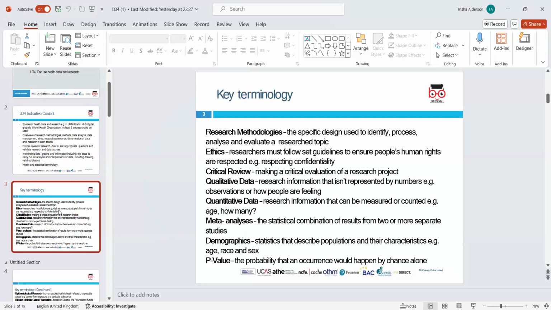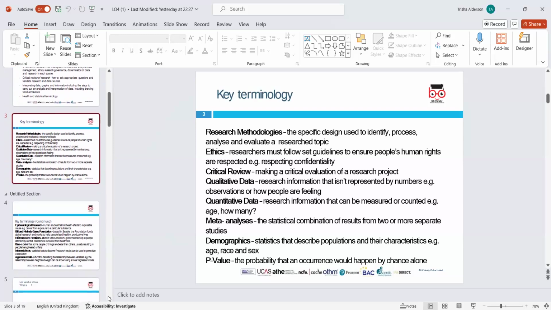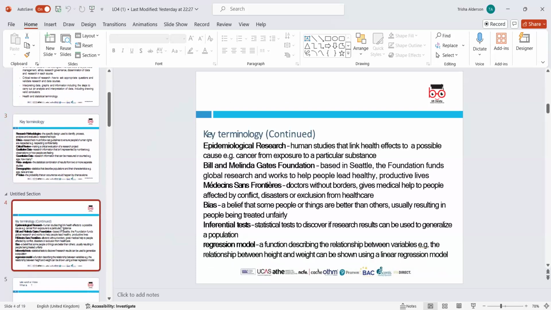Demographics, those are the statistics that describe populations and their characteristics. For example, the population's age, their race, and their sex. A p-value is something that you can see, and the p stands for probability, and it's a probability that an occurrence would happen by chance alone. I've continued the key terminology on the next slide.